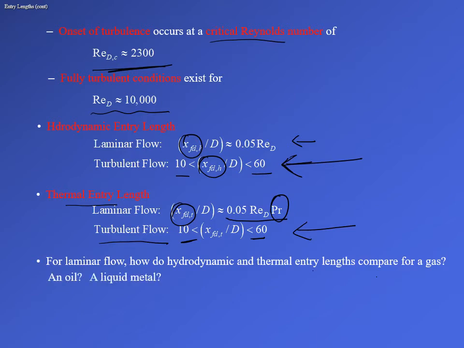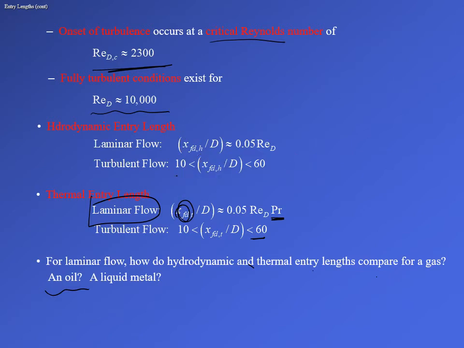So we already have answered this. Now if you have, let's say, oil, so gas is typically where the Prandtl number is around 1, it's 0.7, well, that's for air, but for oil the Prandtl number is very large. So what that means is in this relation that we have here for laminar flows, if our Prandtl number is very large, then the entrance length is going to be very large. So that means the entrance length for energy is going to be very large as compared to the entrance length for momentum. Okay.